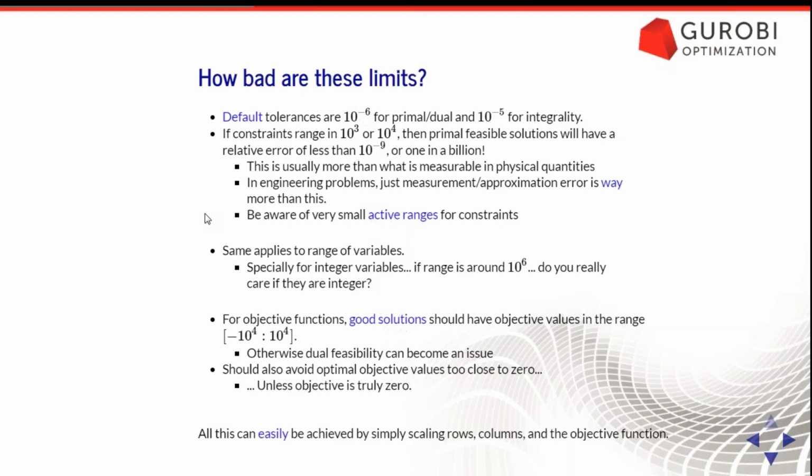And note, all this is not too hard to achieve. It's really just changing the scaling in your rows, essentially changing the units on how you measure the activities in your rows, and also in the columns, and also in the objective function. However, as I said before, Gurobi will not do this for you. It's up to the user to define what's the right range for all these quantities.